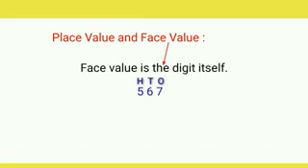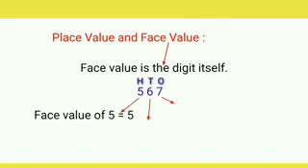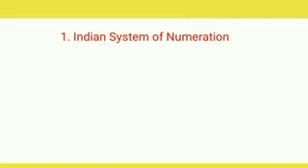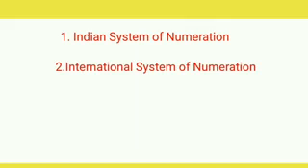For example, in the number 567, what would be the face value of 5, 6 and 7? The face value of 5 is 5, the face value of 6 is 6 and the face value of 7 is 7. Now we will learn the Indian and international system of numeration.